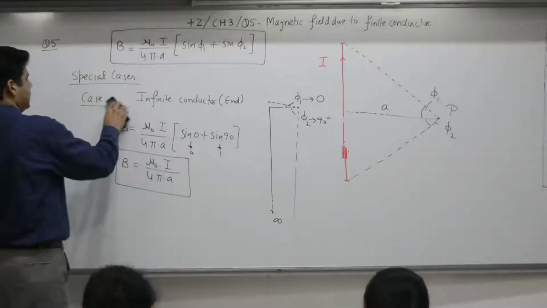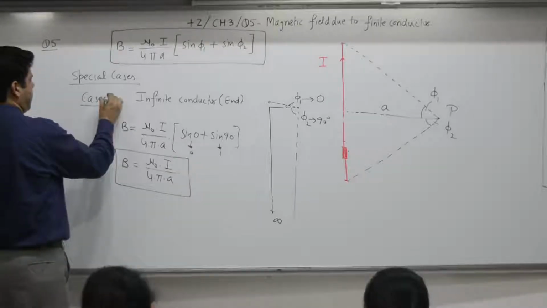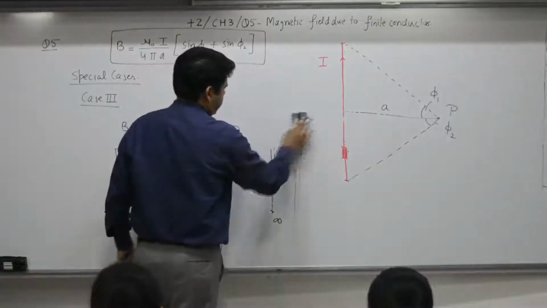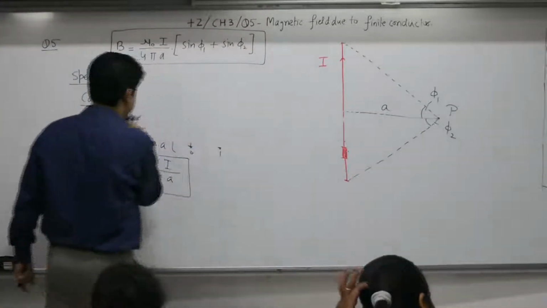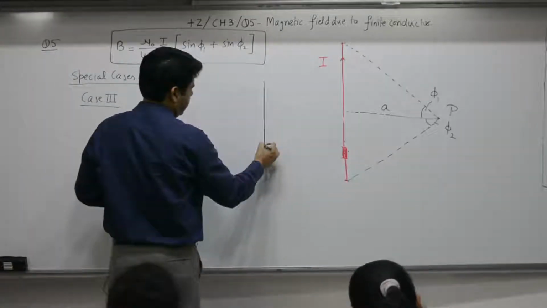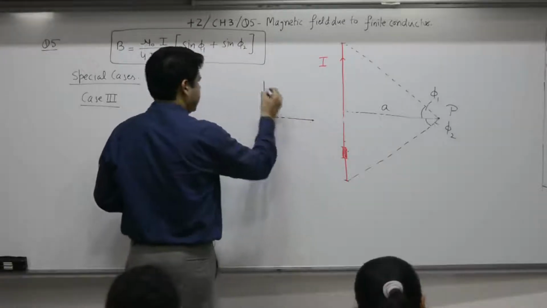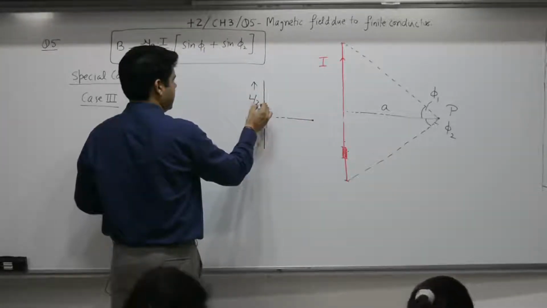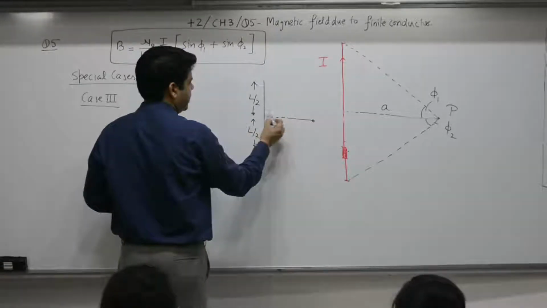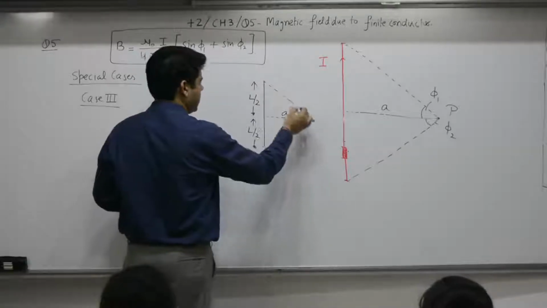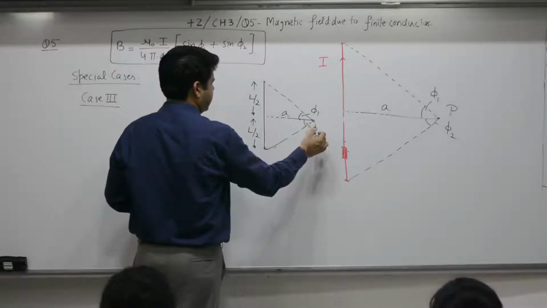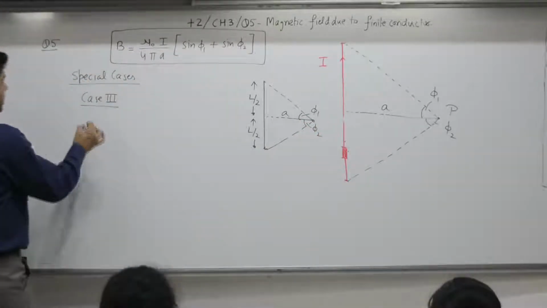Case number 3. Let the total length be L, this is L by 2, this is also L by 2. This point is at perpendicular distance A and it is in the middle. This angle I need to know, phi 1, and this angle, phi 2. B is equal to what?